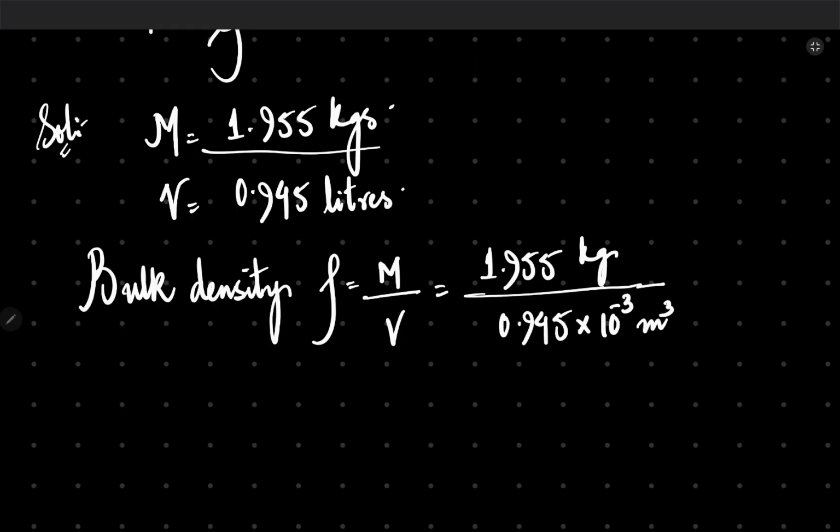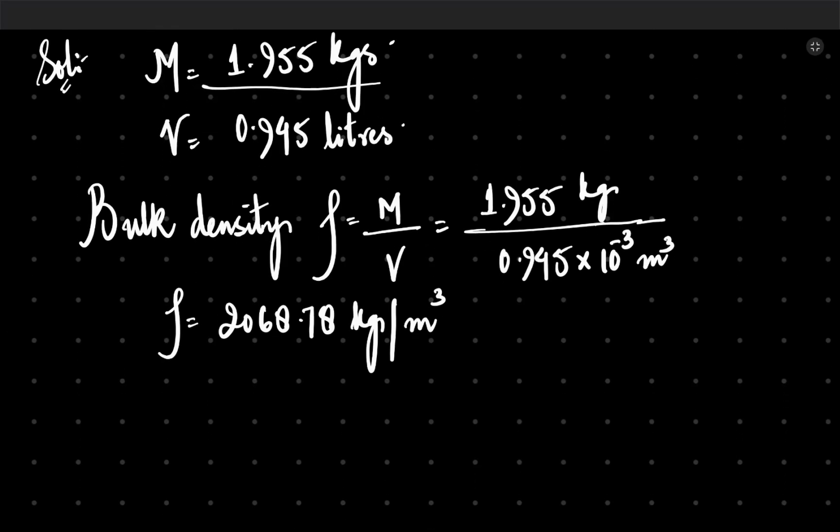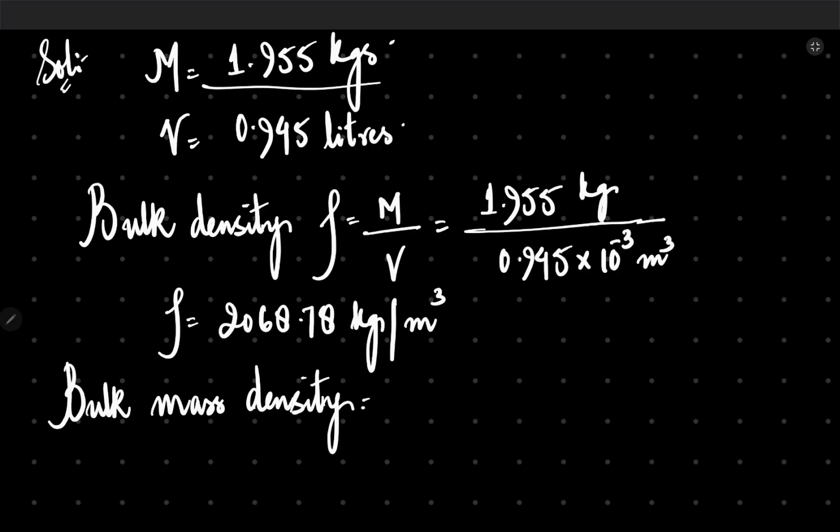Upon calculations, this becomes 2068.78 kgs per cubic meter. This is the bulk density, or I can say this is the moist density, or wet density, or bulk mass density. So bulk mass density is 2068.78 kgs per cubic meter.